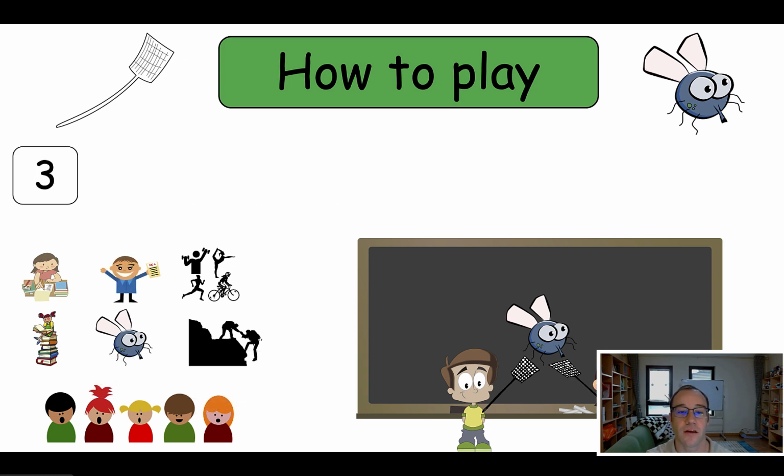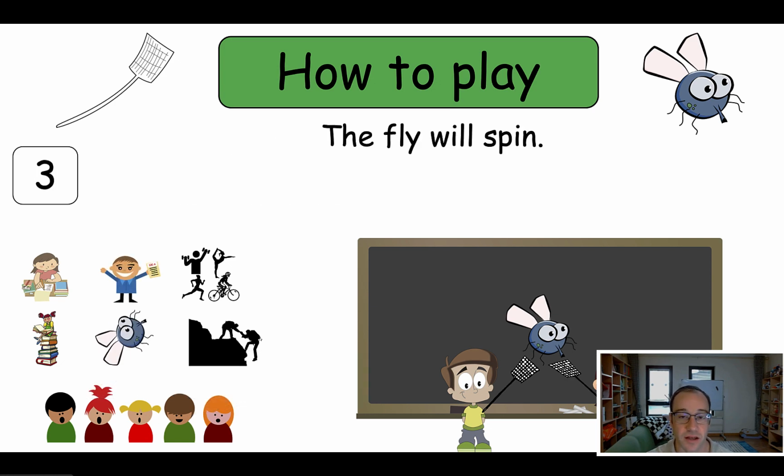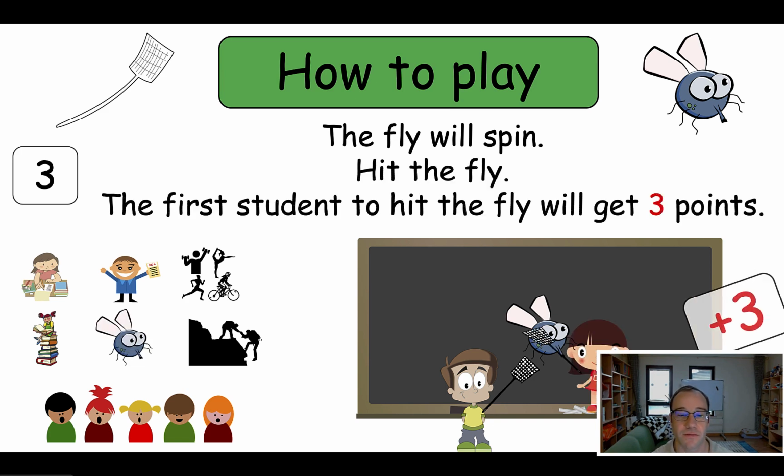Part 3, step 3, the fly will spin. So when the fly spins, the fly swatters need to hit the fly, okay? The first student to hit the fly will get 3 points, okay? Make sure the students understand that, this is important. Draw a fly on the blackboard, don't let them hit the screen. Not only will hitting the screen cause the next animation to happen, but you could break the screen or hurt the screen. So don't let them hit the screen.